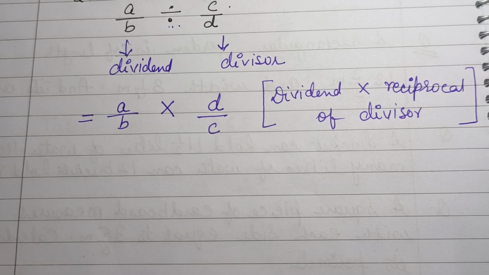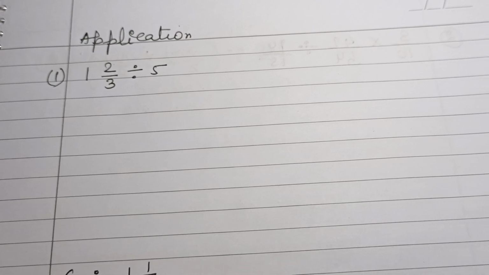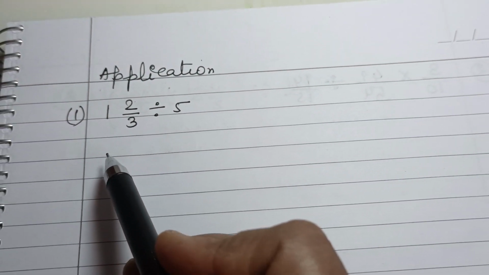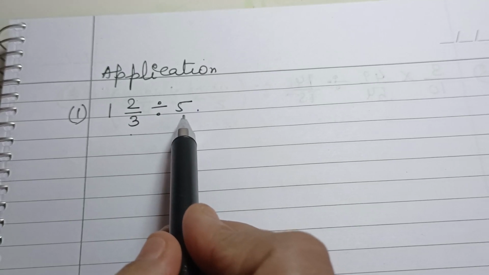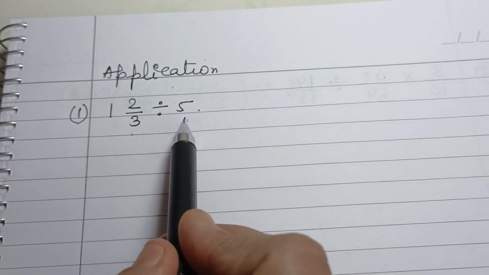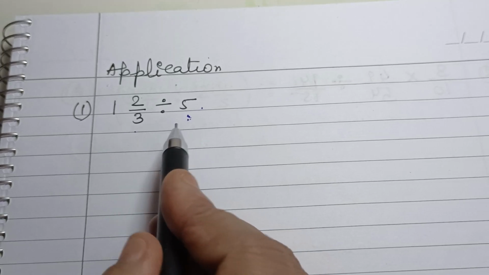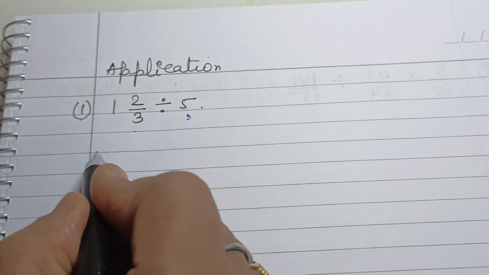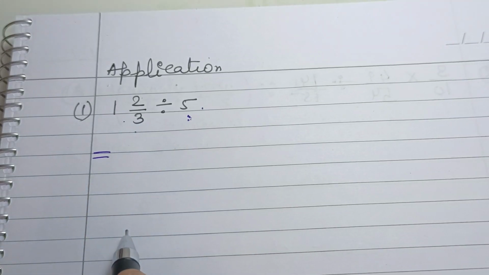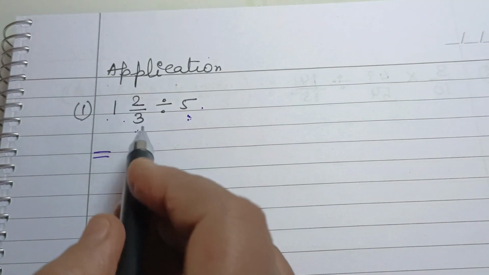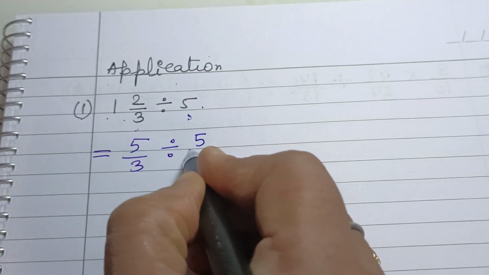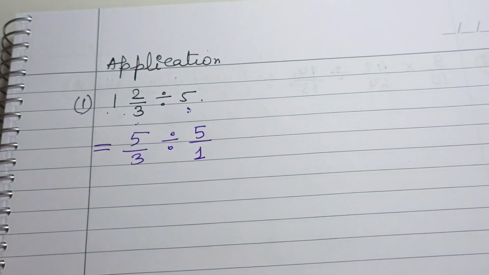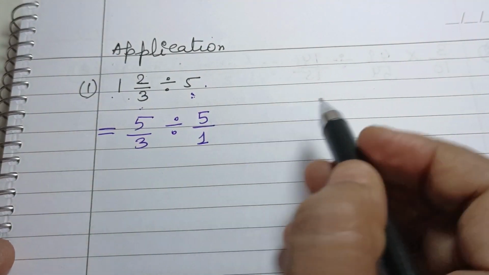Now we are going to talk about the different questions on this concept. Here comes the first question. The question is 1 whole 2 by 3 divided by 5. Here the 5 is in the whole number form. So the very first thing, change it into fraction. So when I change it into fraction, it will become 5 upon 1. Change this mixed fraction into improper fraction. 3 ones are 3 plus 2, 5 upon 3.